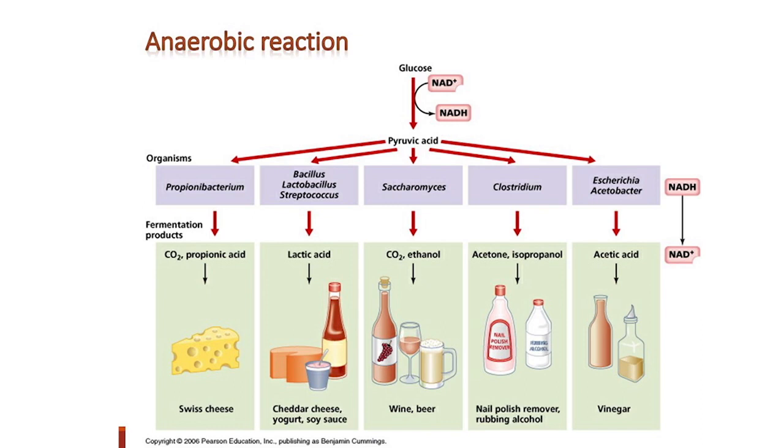For example, Saccharomyces provides carbon dioxide and ethanol. That's why we've been using them for the wine and beer industry. Another example is Bacillus, Lactobacillus, and Streptococcus. This group of organisms provides lactic acid. That's why they've been used to make cheese, yogurt, and soy sauce.